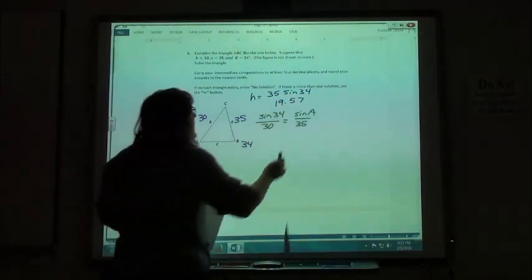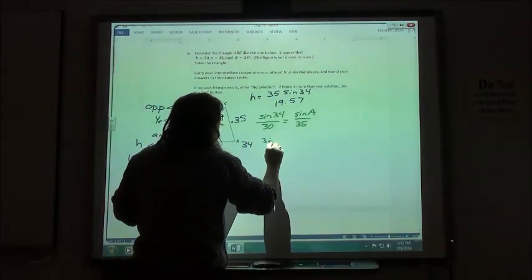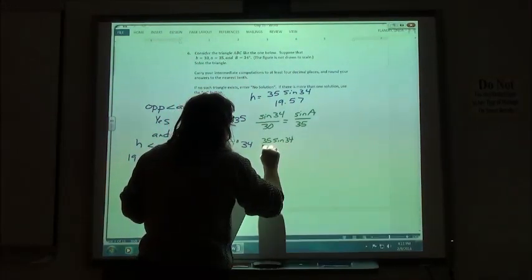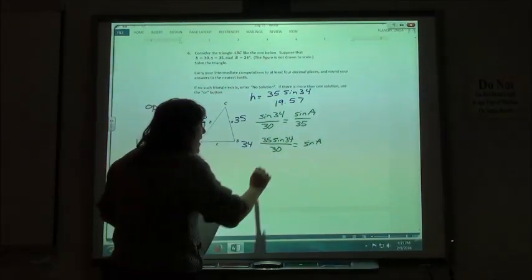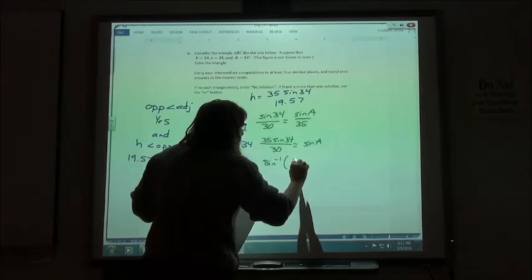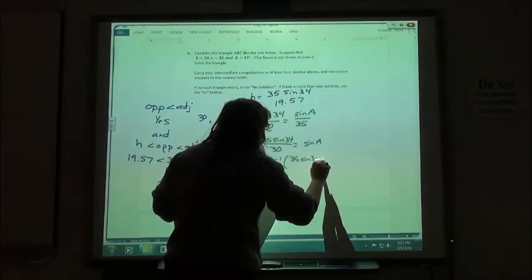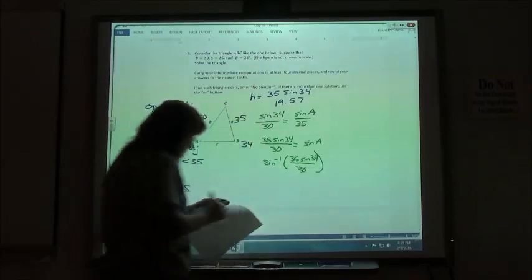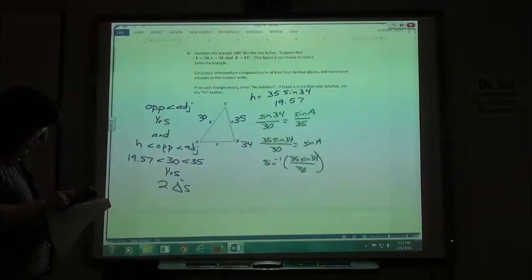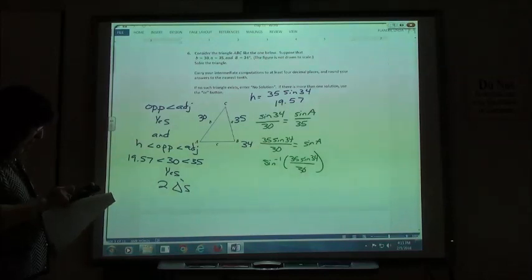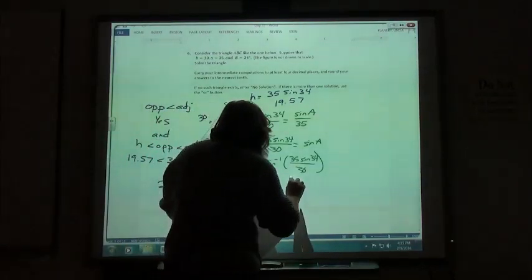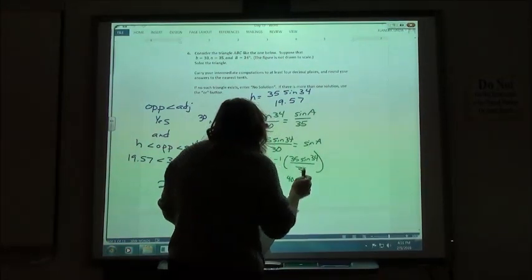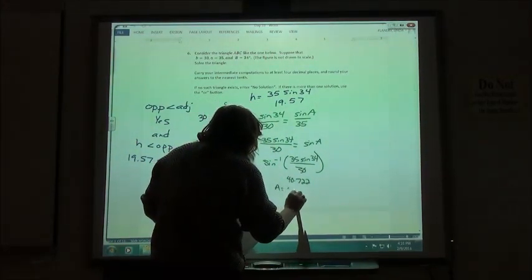So cross multiplying. Since the 35 is under here, I'm going to take 35 times the sine of 34 and divide it by 30. That's equal to the sine of A. And so in order to figure that out, we have to do the inverse sine of 35 sine of 34 over 30. So inverse sine, parentheses, 35 times the sine of 34 divided by 30, close my parentheses, gives me 40.722. So rounding that off, I would have 40.7.